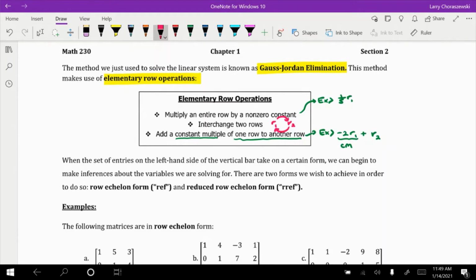No problem. So do keep in mind that when we add a constant multiple of one row to another, it's the row that we're adding the constant multiple to that gets affected. All right, so I'll say affected row.